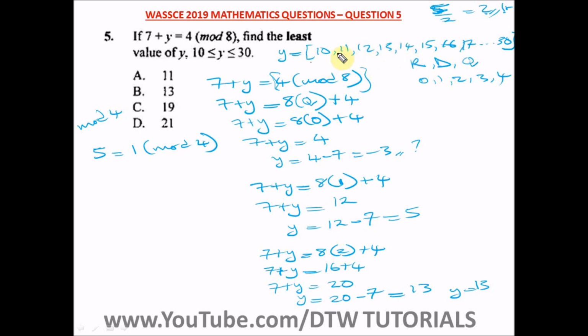All right, so definitely this is the least value of y that we can get, starting from 0, 1, and we fall at 2. If we do 3, we also get a value in the range between 10 to 30. But the question says find the least value of y. So our answer here is what? 13, which is option B.